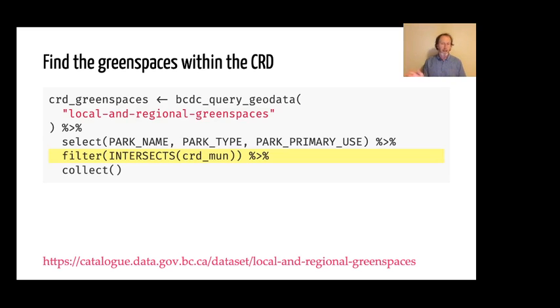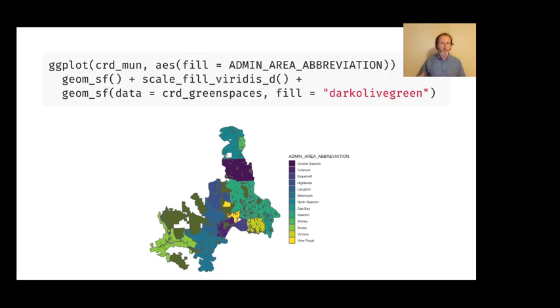We run collect on this. It sends the whole shebang to the server and does the processing, finds the green spaces that intersect with that object, and just downloads those ones that we want. And so now we can plot those on top of our CRD municipalities, and we can see that we just have those dark green places, those nice parks that intersect the regional district that I live in.